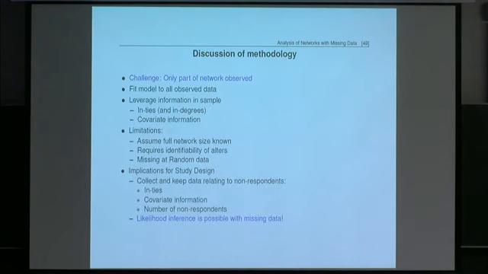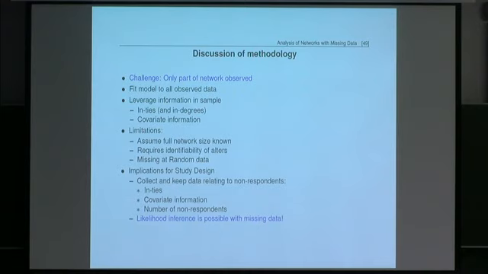Okay. So now I want to just quickly summarize some of the methodology and provide a couple concluding thoughts here. So the challenge that we addressed was that in many instances we only observe part of a network, and we would like to be able to have an inferential framework where we can handle these types of data rather than having to make these sort of ad hoc decisions like just deleting rows of observations. So what we did is we fit a model to all of the observed data. This was the AO model. And we used information in the sample, such as the in-ties and the covariate information, to improve the model.